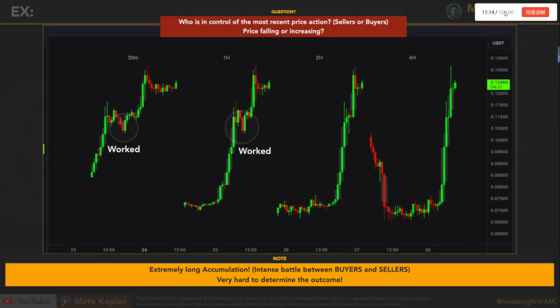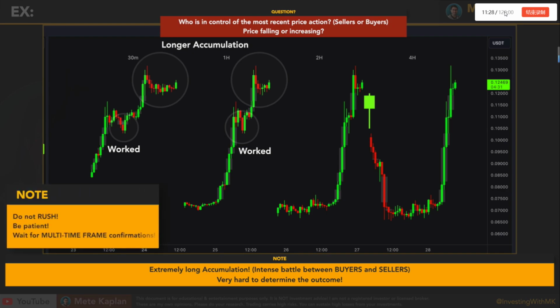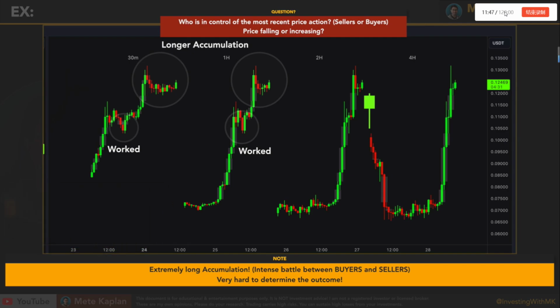Here is another example of a very long accumulation phase before the upwards move. It is highly visible within 30 minutes. But if you check the 2-hour time frame, the big rejection hammer comes much later on, which gives you extra confirmation even if it is late. So the key point is patience. You have to be patient in trading and wait for multiple stars to align for multiple confirmations.